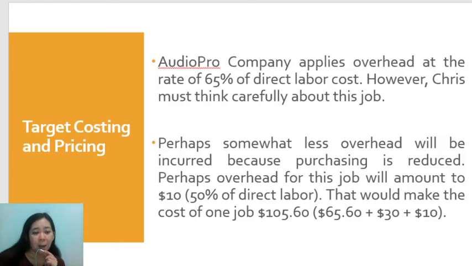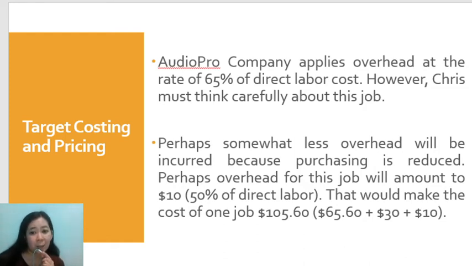Next, Audio Pro company applies overhead at the rate of 65% of direct labor cost. However, they must think carefully about this job because in terms of percentage, 65% is quite large. So perhaps somewhat less overhead will be incurred because purchasing is reduced. So their overhead for this job will amount to 50% only of the direct labor, so $10.